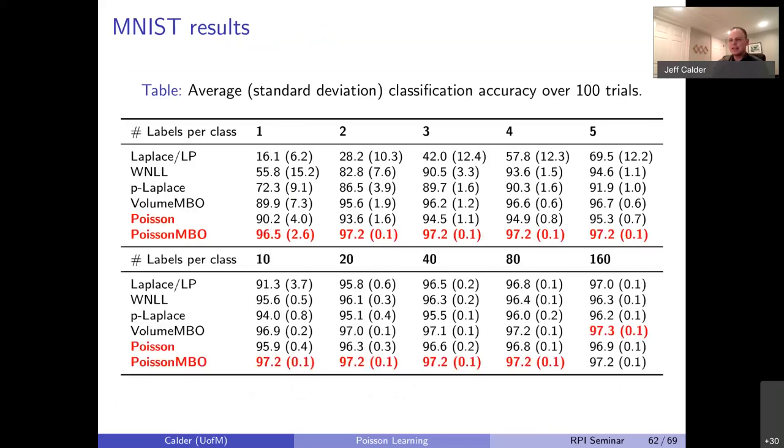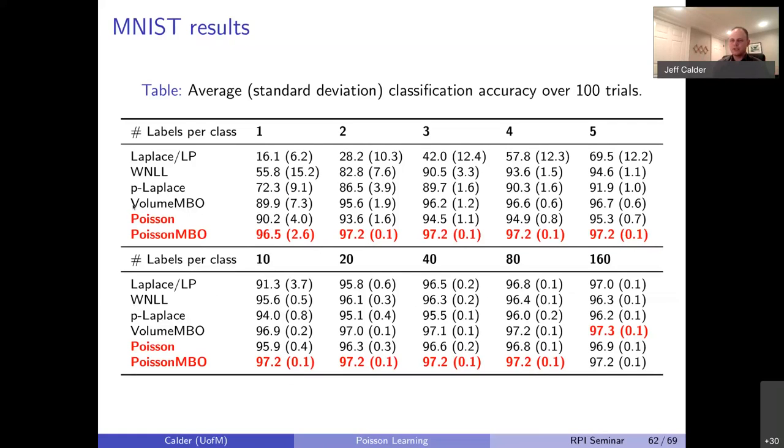And so with this, here I'm only going to show the algorithms that performed well, so I'm dropping a lot of the algorithms. And I'm going to go up to higher label rates as well. You can get much better results at the very low label rates by using the volume conservation. So we get like 6% better at one label per class. Once you get more labels, the results are not so much different. But we saturate out at like 97.2, it seems, on this one.